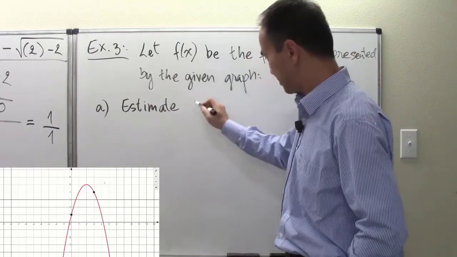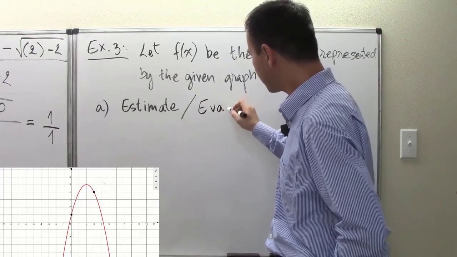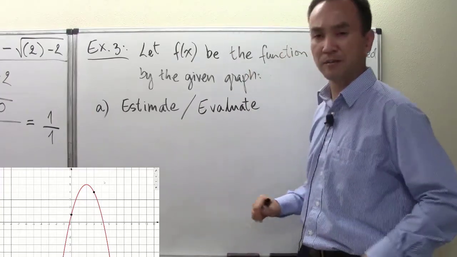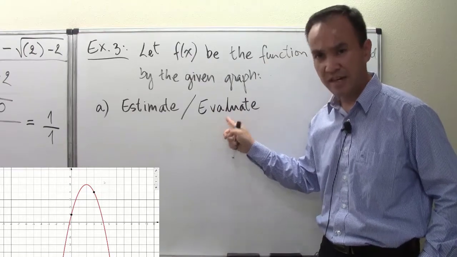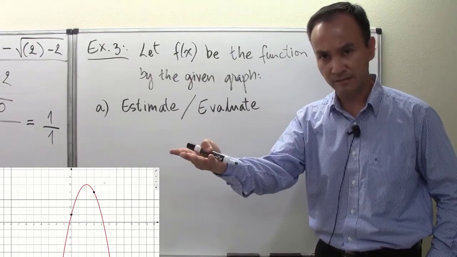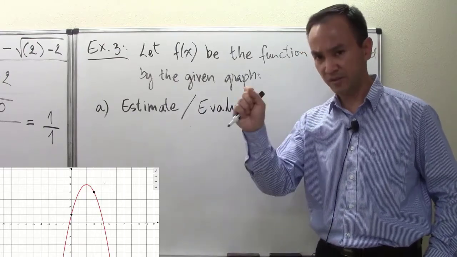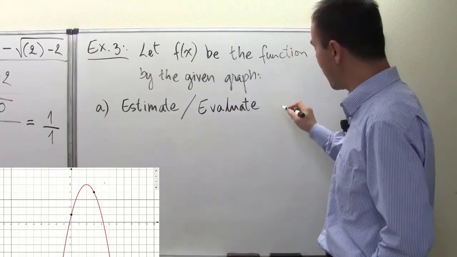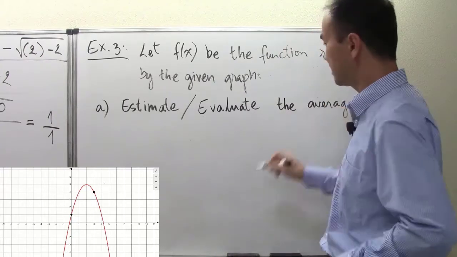But sometimes, admittedly, some textbooks, some professors might still use the term evaluate, which is completely fine. But we just need to automatically understand that when this term is used, but only the graph is given, our best work is to estimate. Okay, our best try is just to estimate the best that we can. Okay, so now we want to estimate or evaluate the average rate of change.